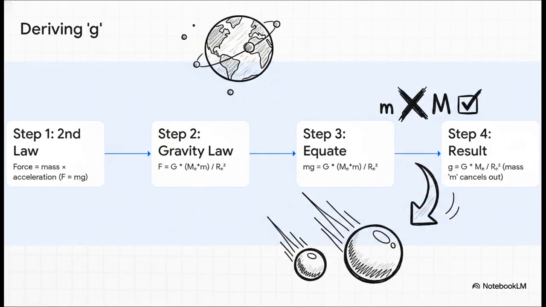This slide is really quite brilliant. It shows us exactly how we get the formula for g. We just take Newton's second law, F equals mg, and we make it equal to the universal law of gravitation. And when we do that, something amazing happens. Look at step 4. The mass of the falling object, the small m, it just cancels out from both sides. And this tells us something incredible. The acceleration of any falling object does not depend on its own mass.